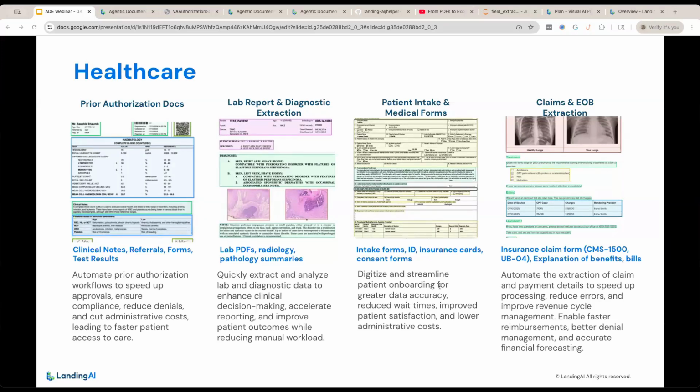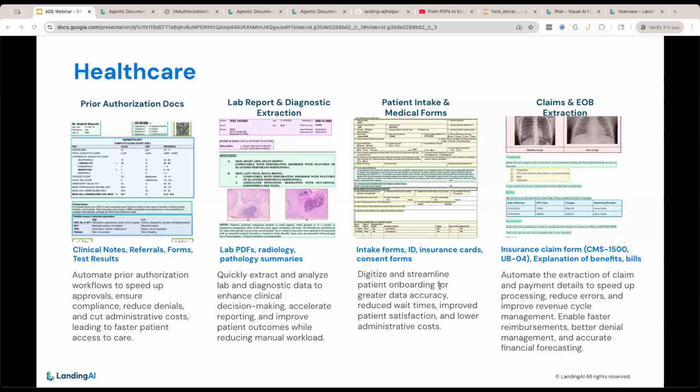The same for lab reports and diagnostic extraction. It really helps enhance the clinical decision-making from the pretty complex documents that have radiology or pathology reports, and lab values and diagnostic data that might feed other systems of record for the patient and the provider to make those connections.